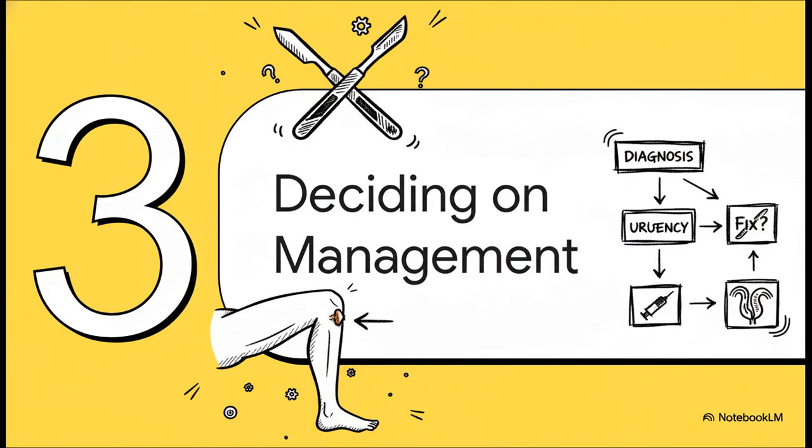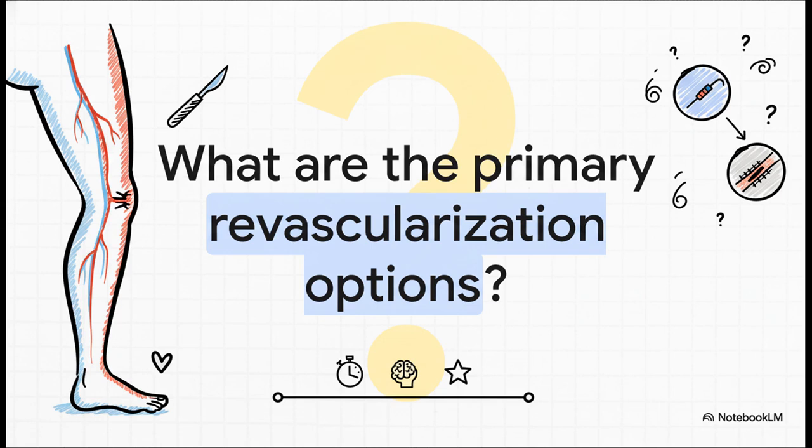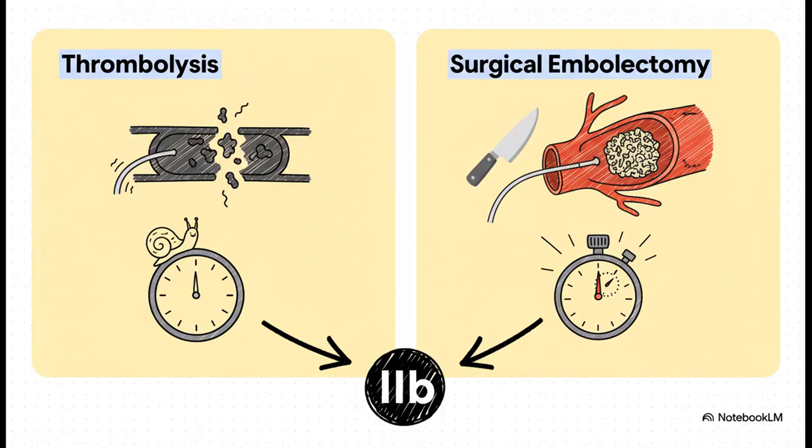All right, the diagnosis is made, the severity is classified, and the urgency is clear. Now comes the big decision. What are we actually going to do to fix this? So, given that you've classified this as Rutherford 2B ischemia, what are your primary options to get the blood flowing again, and how are you going to choose between them? Well, we really have 2 main tools in our toolbox: thrombolysis, which is clot-busting medication, and surgical embolectomy, where we physically go in and remove the clot.